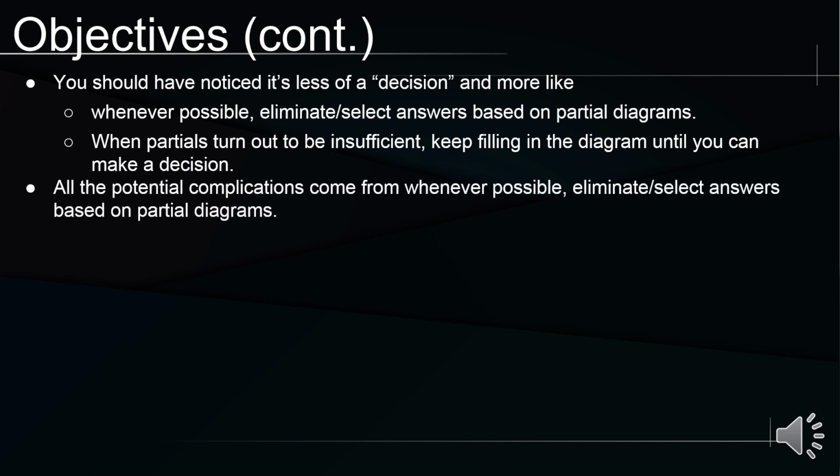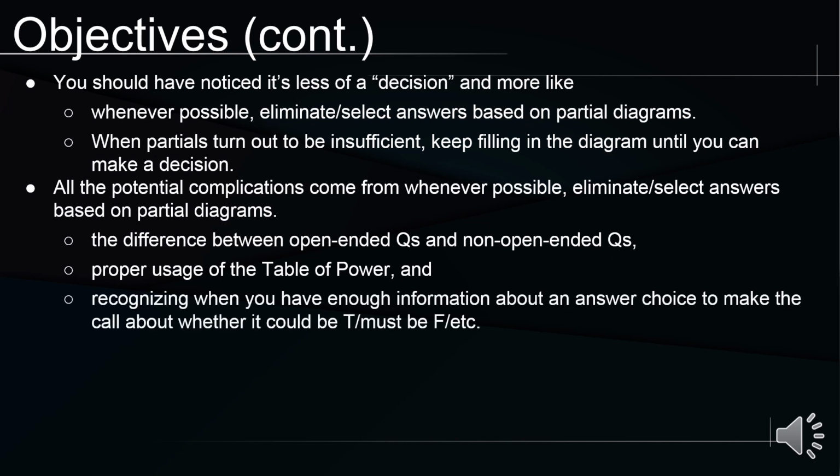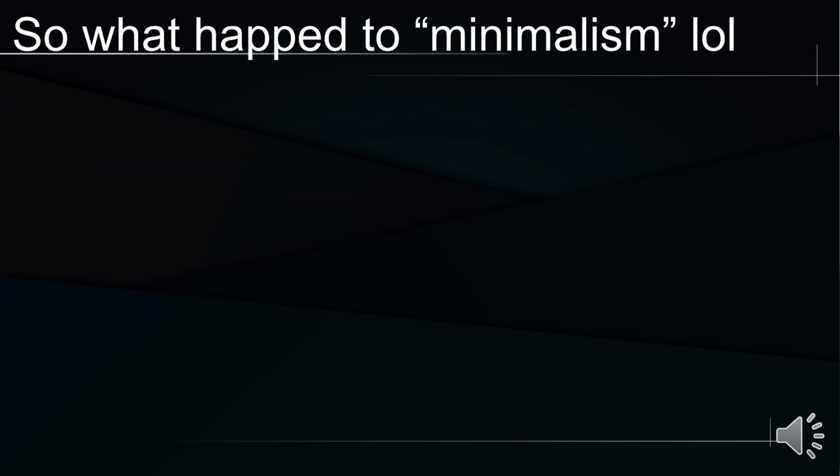All the potential complications come from the difference between open-ended questions and non-open-ended questions. And there is a significant strategic difference. The proper usage of the table of power, especially when it comes to the must be true category, and recognizing when you have enough information about an answer choice to make the call about whether it could be true, must be false, etc. I guess I could make just an entirely different table and video about just that subject alone, but for reasons, again, that I'll discuss a little bit further on here, I'm just going to kind of cut things short here.